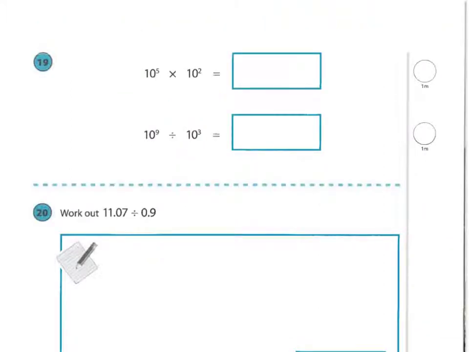Question 19. Rules of indices. So 10 to the power of 5 times 10 squared. Now the rule for multiplying indices is we simply add the indices. So 10 to the power 7 would be the answer. Now 10 to the power 9 divided by 10 cubed. When we divide, we subtract the powers. So 9 take away 3 would give me 10 to the power of 6.